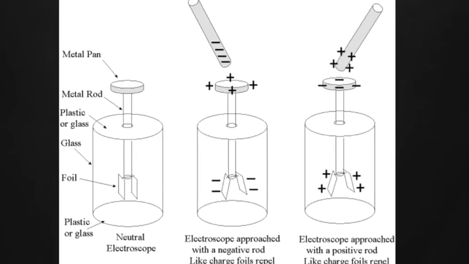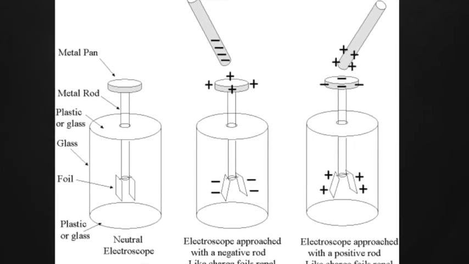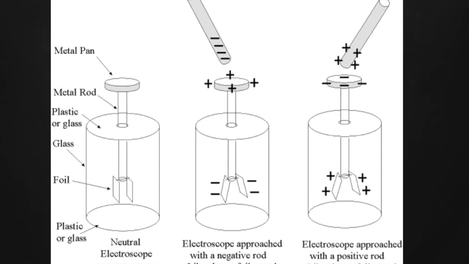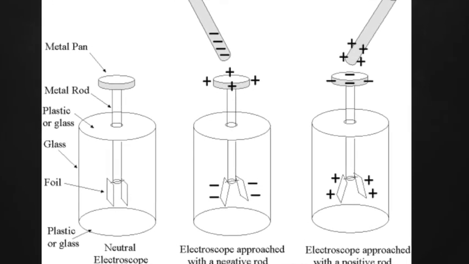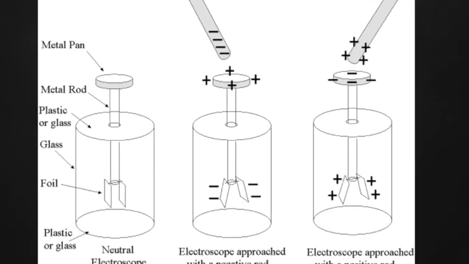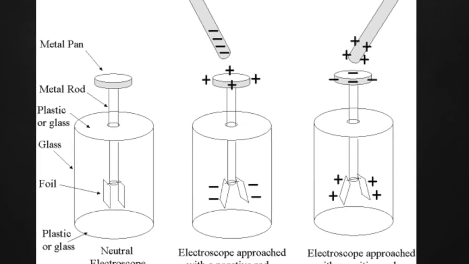repel, the negatively charged electrons move farther down the electroscope and the leaves repel. The next case is the exact opposite, and the leaves repel because of the positively charged leaves.